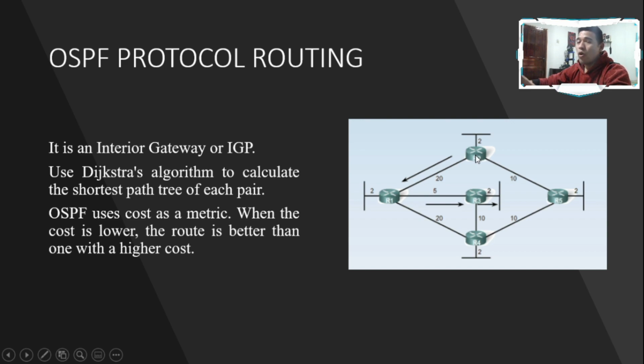But OSPF always chooses the better way, with the lower cost. So this route will always be chosen because the cost is 10 plus 10, which is 20. The other ways are 20 plus 10, which is 40, and 20 plus 5, which is 25, and 25 plus 10 is 35. Both are higher than the cost of 20.